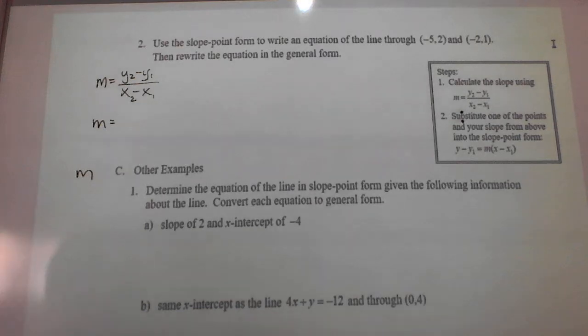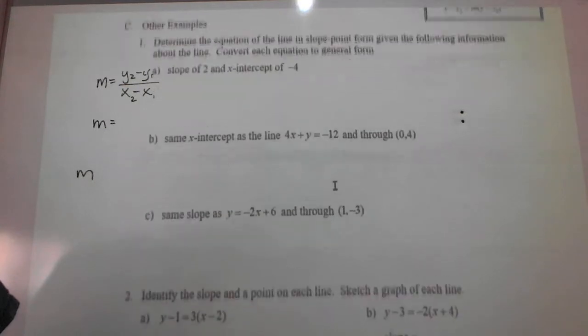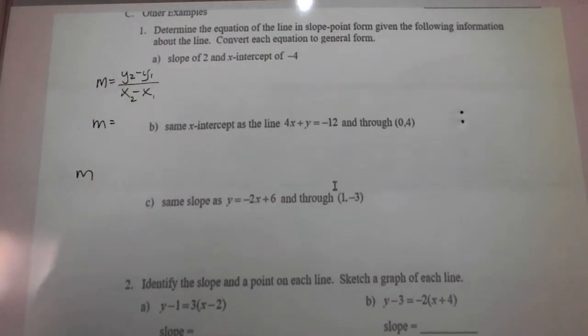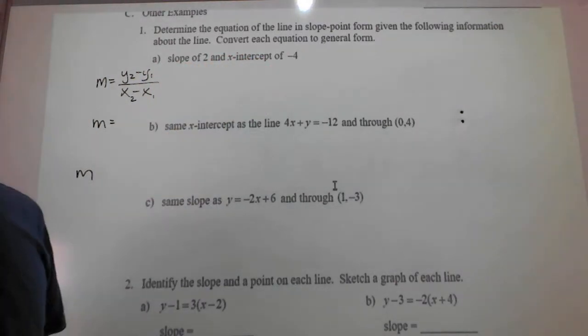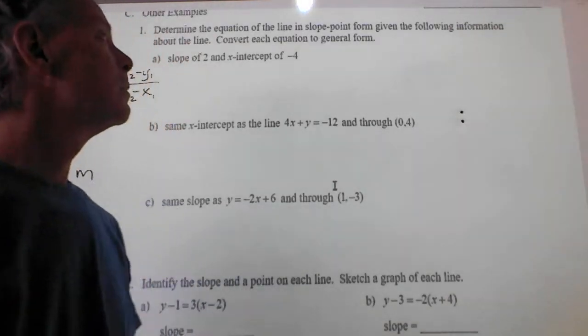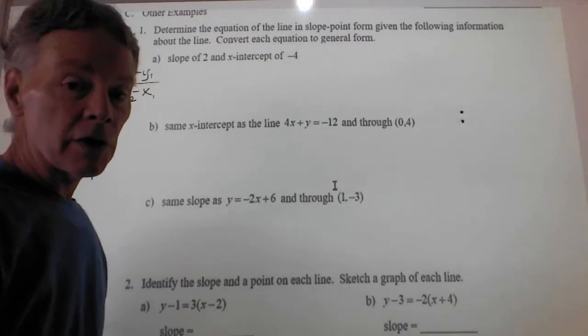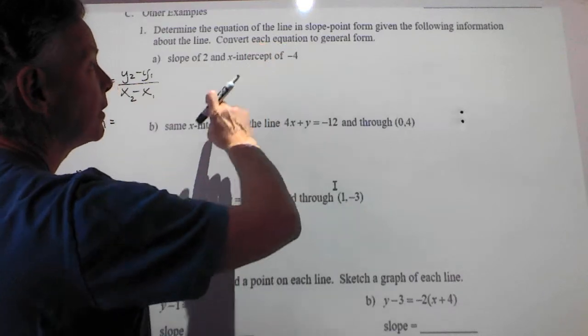So, why don't we do Number 1 says, determine the equation of a line in slope point form given the following information about the line. Convert each equation to general form. Now, when you first read this, you might say to yourself, what the heck? I don't have enough information. They haven't given me the coordinates of a point. Well, guess again. They have given you the coordinates of a point.